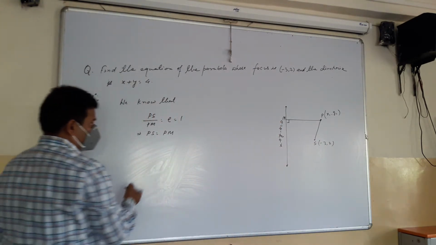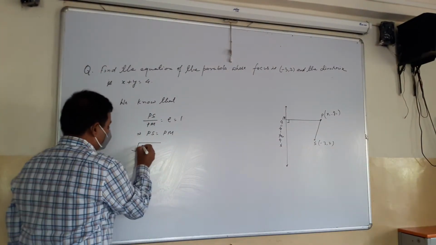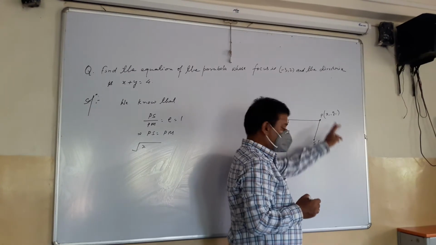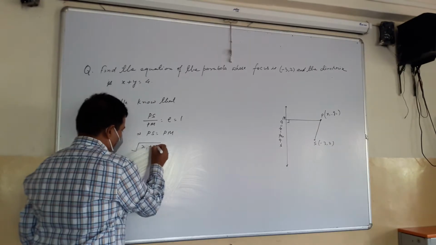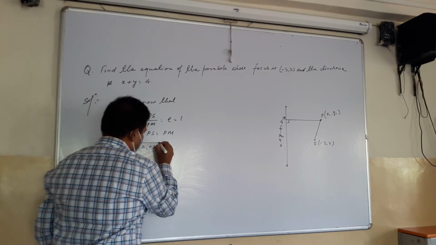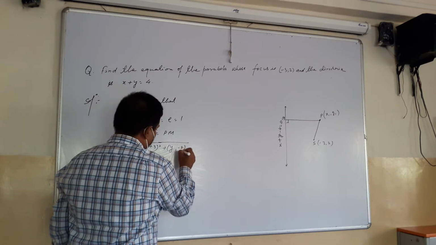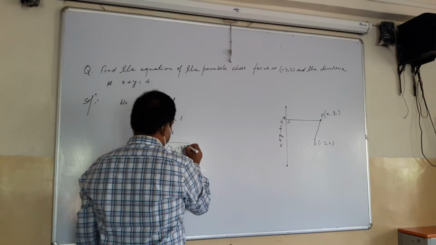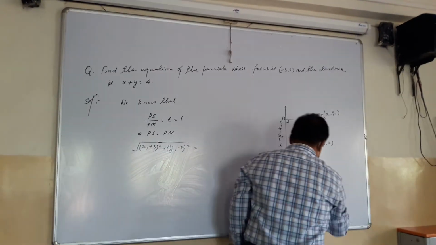PS distance is the square root of (x1 + 3) whole square plus (y1 - 2) whole square, and this is equal to PM.